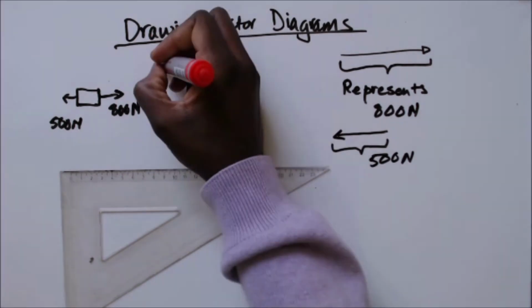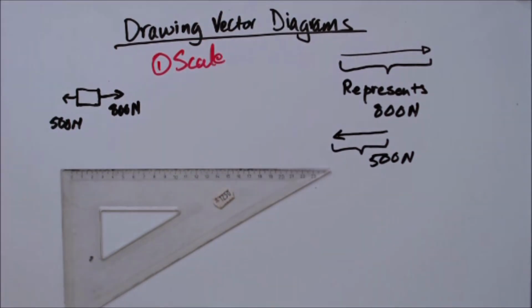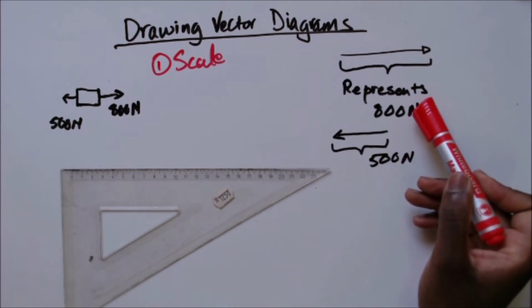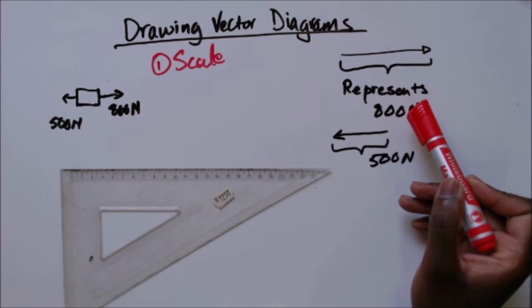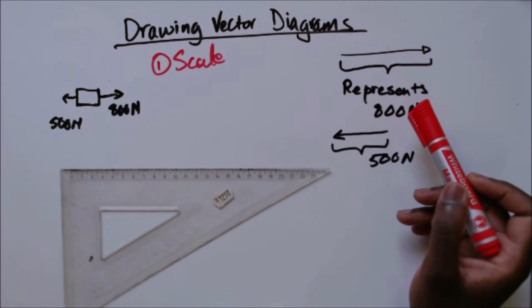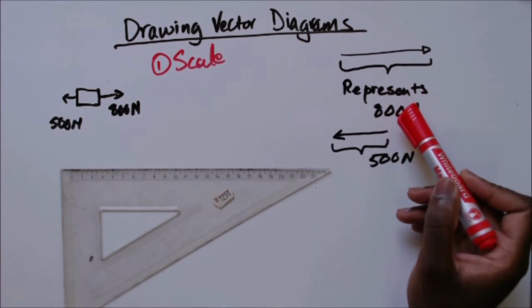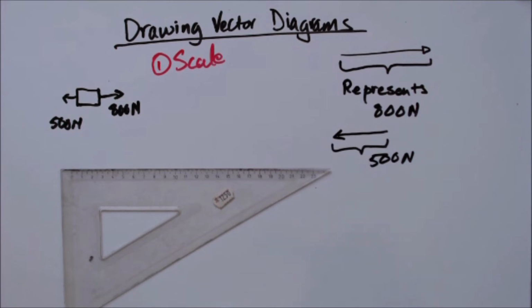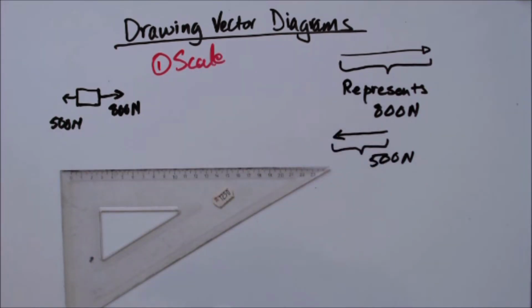Okay, so the first thing that we need to deal with is scale. 800 newtons is the size of the force, the size of the vector. Okay. I could choose a scale where this 800 newtons was represented by 16 centimeters, because I've got 16 centimeters available on my ruler here, and I've got 16 centimeters which can fit into the space I've got to draw the diagram.